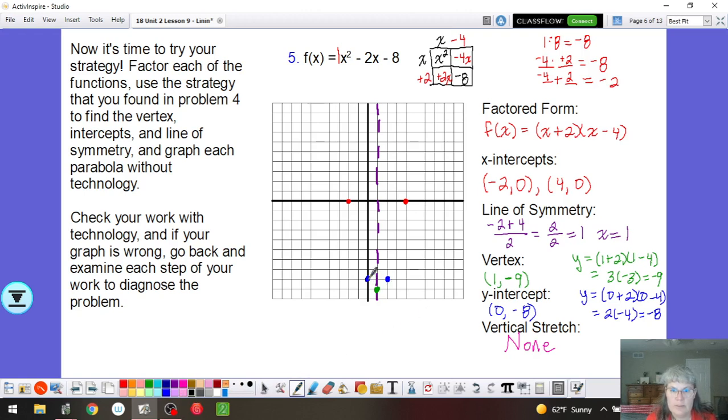Using those points, we can graph our parabola. And there we have it. I will pick up with the next screen in the next video.